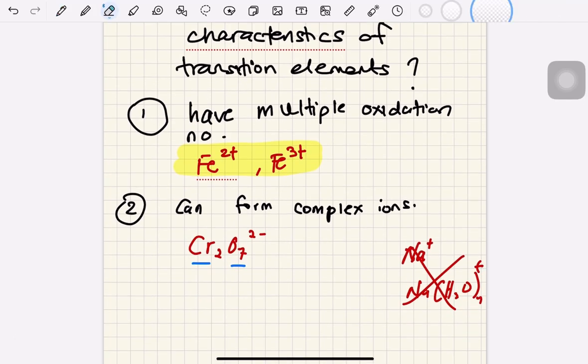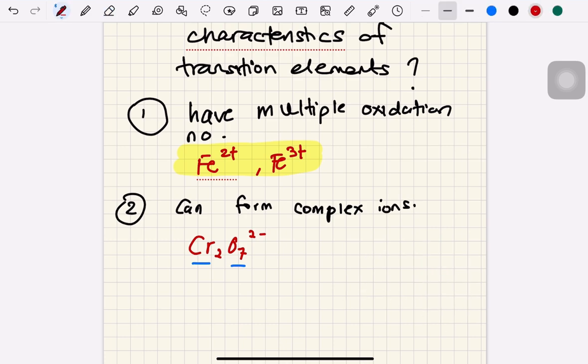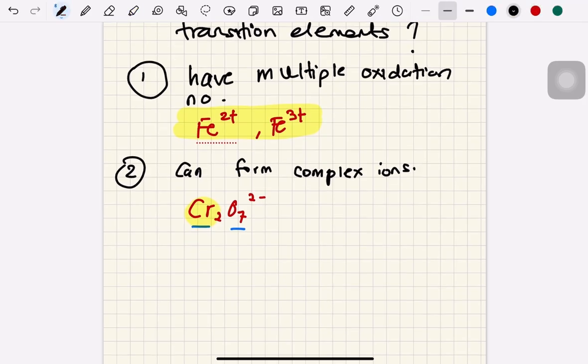Okay, they can form complex ion, manganate, kan. So which one the transitional element? The chromium, the manganese, kan, Mn. Okay, this is an example.